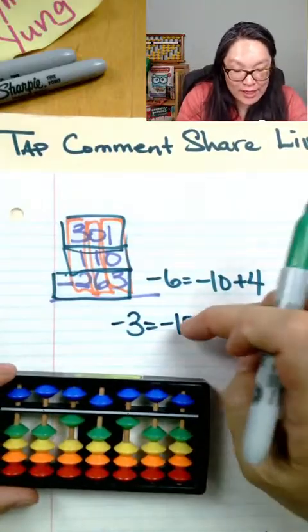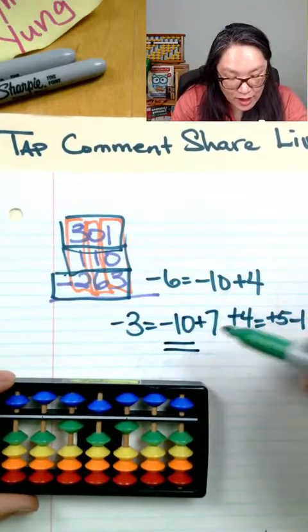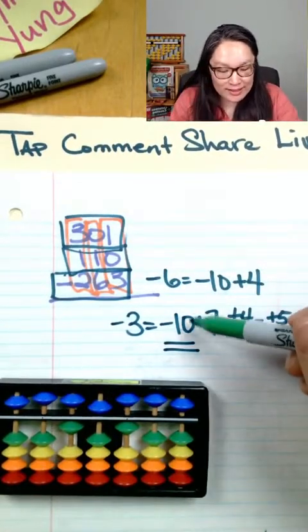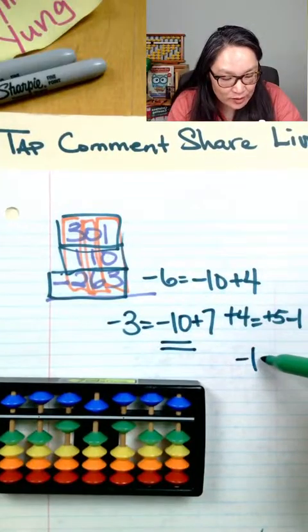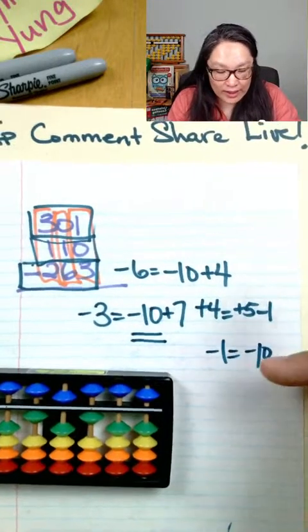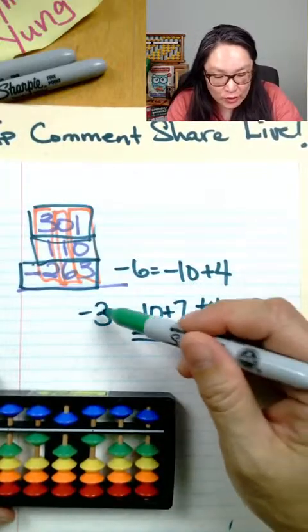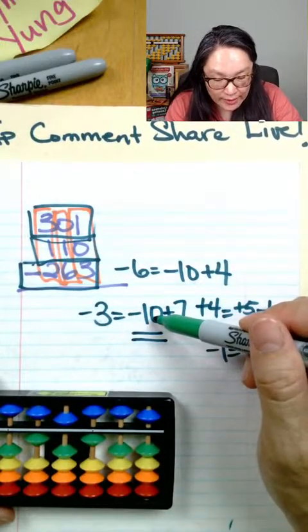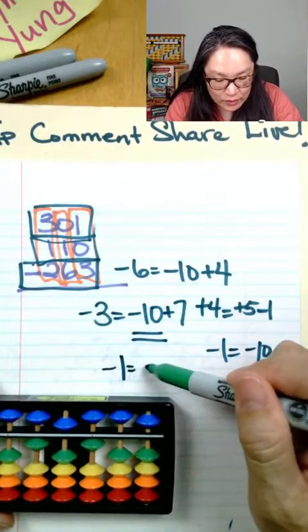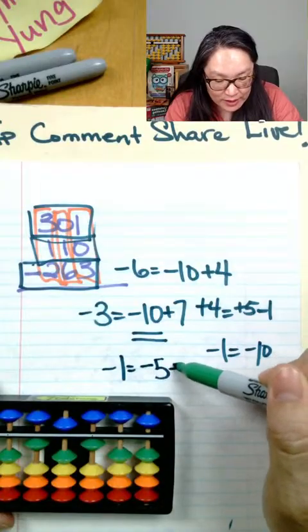How do I know? Because now, right here, I want to take away the 10. Notice the 10 and the 1 is very similar. Minus 1 and minus 10, it just depends on where the column is, right? So what's another way to minus the 1? Minus the 1 is equal to minus the 5 plus the 4.